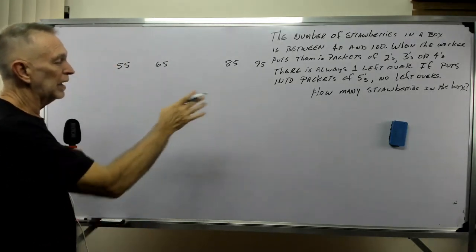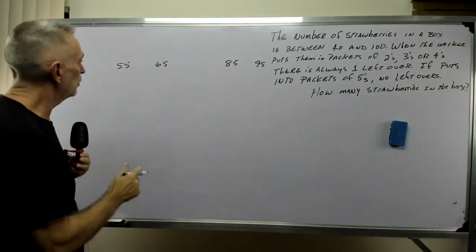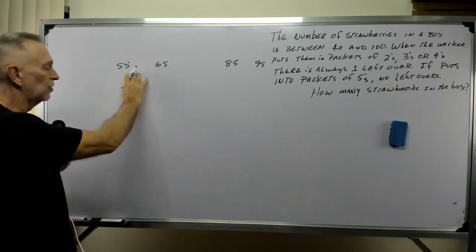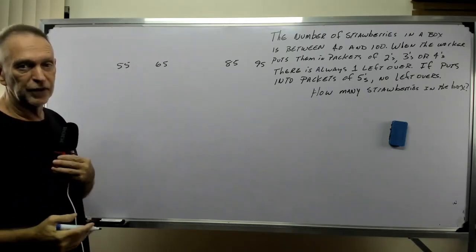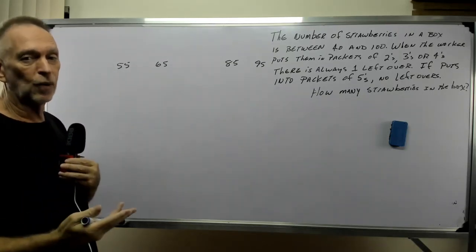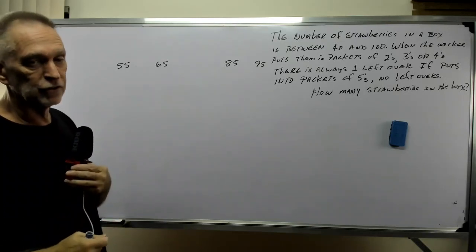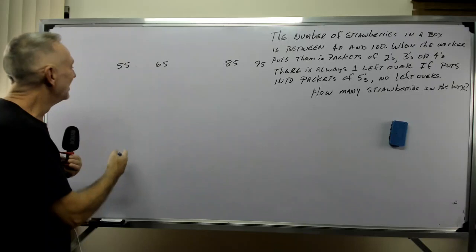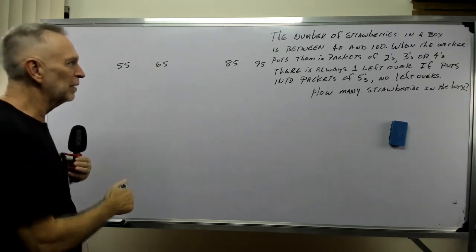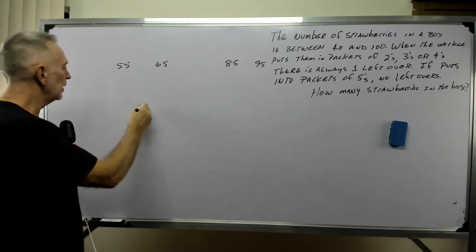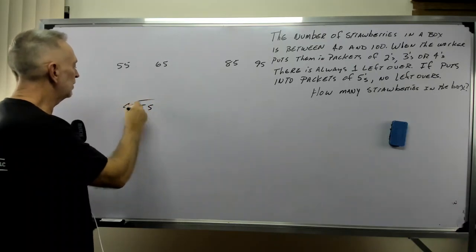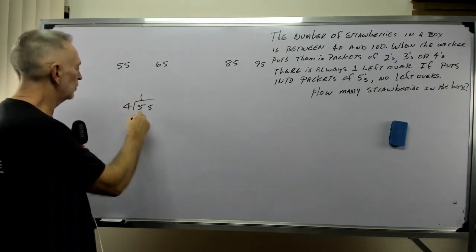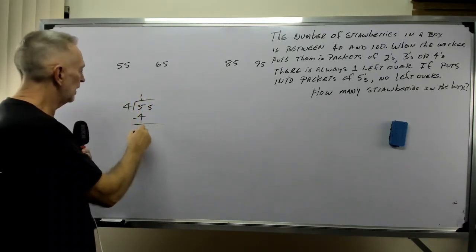Now then, what about 4? Now you know the rule for 4. You're looking at the last 2 digits of the number. If you can divide 4 into it, then it's divisible by 4. Well, I only have 2 digits. Okay. But in our case, we want a remainder of 1. Well, 55 divided by 4. 1 times 4 is 4. 5 minus 4 is 1.